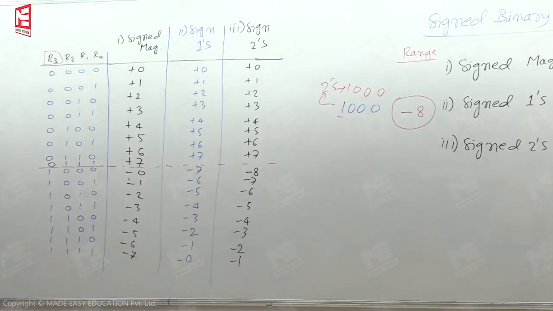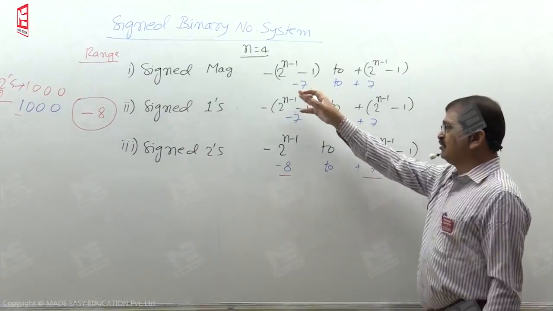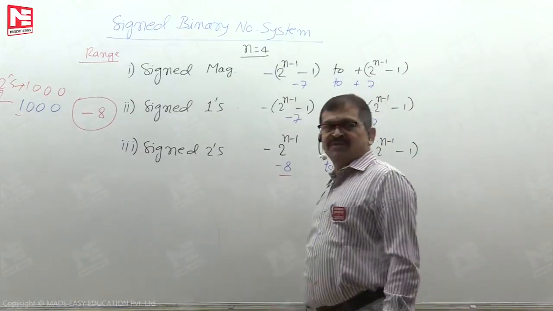For the general n-bit case, the range is minus 2 to the power of n minus 1 to plus 2 to the power of n minus 1, minus 1. And in the other two cases, of course, it is minus 7 to plus 7. And there is another specific observation we have.